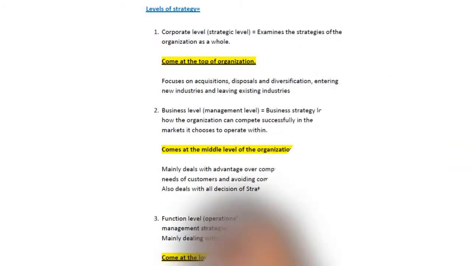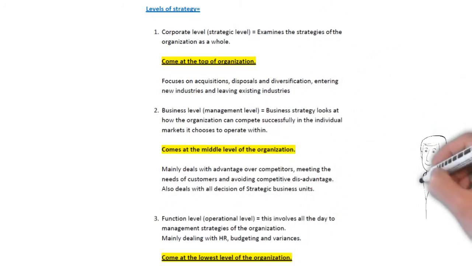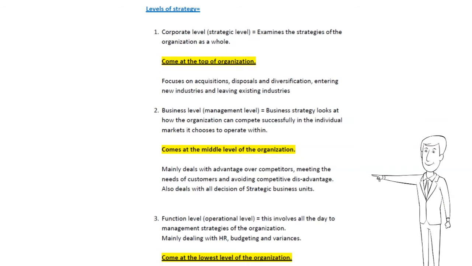Moving on to levels of strategy. This is something that you need to know. So, levels of strategy is the three levels where decisions are taken. The first and the topmost level is the corporate level. Remember, as a strategic manager, a senior manager, which is going to be your role in the case study exam, you will be focusing on corporate level decisions. So your job will be to advise on acquisitions, disposals, diversification, entering new industries, leaving industries at the top. So your job is of the advisory at the top.